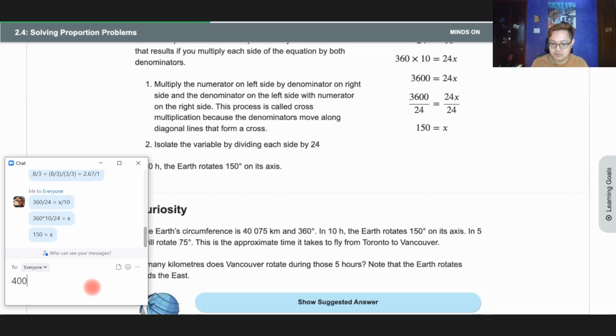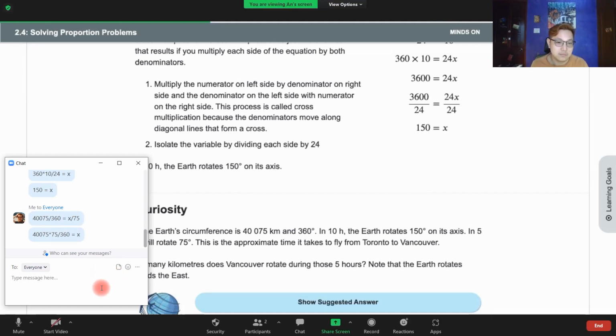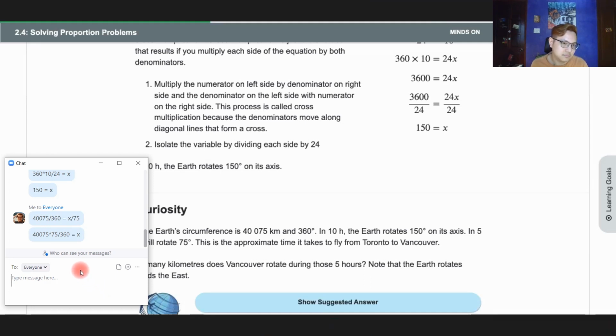I'll just write it down for you. Yeah, I'm writing it down. And just move the 75 to the left, and then you have 75 to the left, so you should have about 8,900 something.